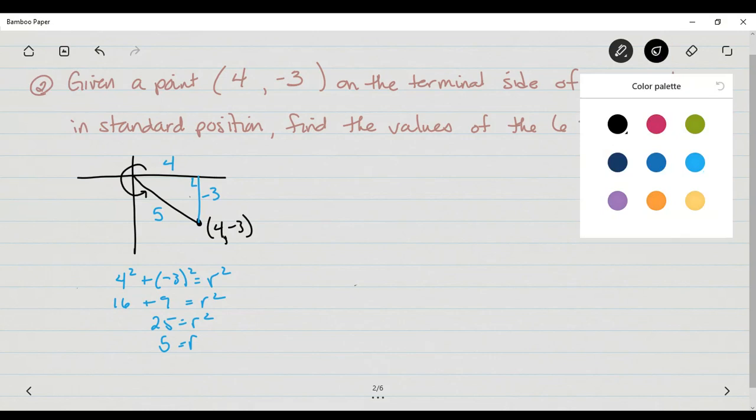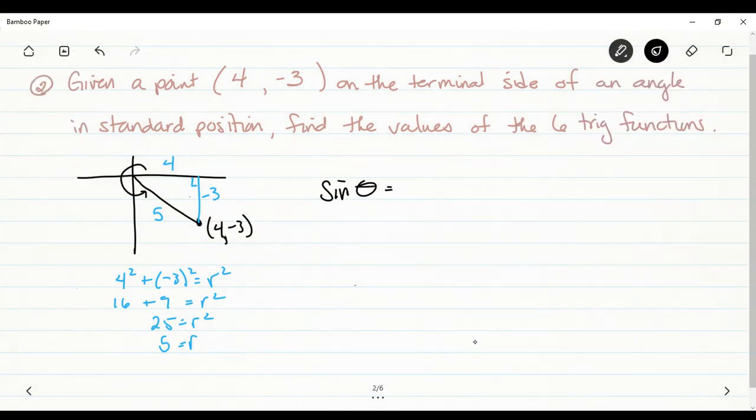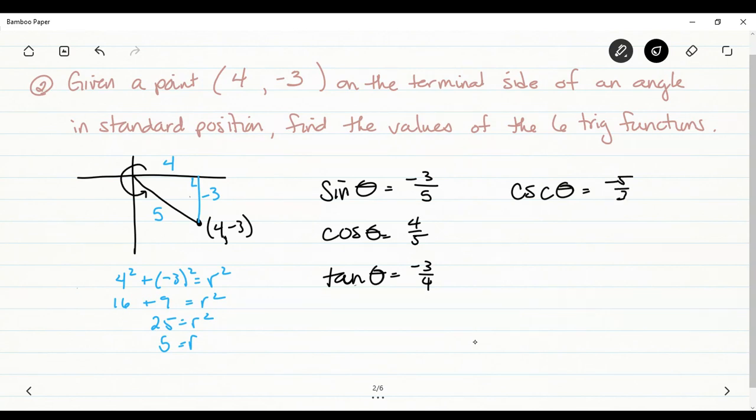So now when we evaluate sine for this angle, we know opposite over hypotenuse, negative 3/5. Cosine is then 4/5, and tangent is negative 3/4. Our reciprocals: cosecant, negative 5/3. Secant, 5/4, also positive, quadrant 4, right? And cotangent is then negative 4/3. Okay.